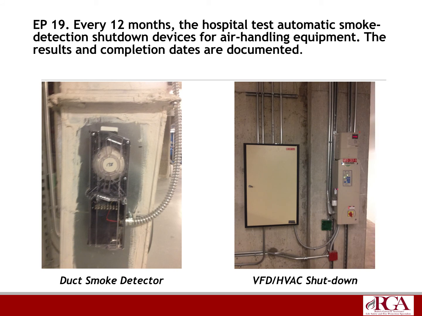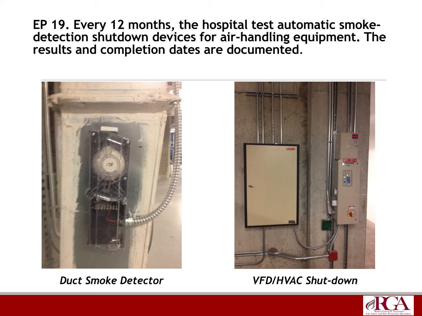EP19, every 12 months, the hospital tests automatic smoke detection shutdown devices for air handling equipment. The results and completion dates are documented. So EP19, we talked about this earlier in one of the EPs that referenced duct detectors for fire alarm devices. So your fire alarm vendor needs to verify that each air handler's duct detector shuts off its respective air handler. So they need to verify if you have AHU 3-1 and you have multiple duct detectors on that branch downstream of those branches of the ductwork.